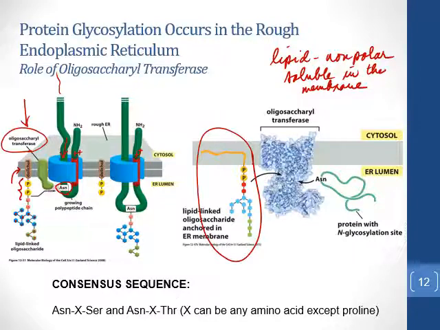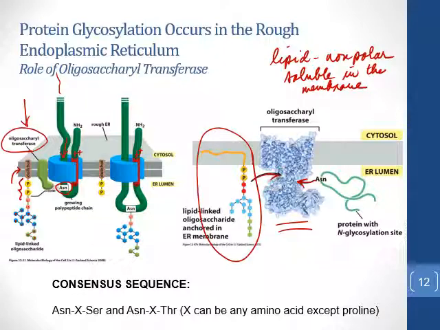And this is what's being shown over here. Here's your oligosaccharyl transferase. And notice that it has a binding site for the oligosaccharide. It also has a binding site for the asparagine. And so that's going to bring the two things together. The oligosaccharide is going to be transferred to that asparagine, and we've got a glycosylated protein.